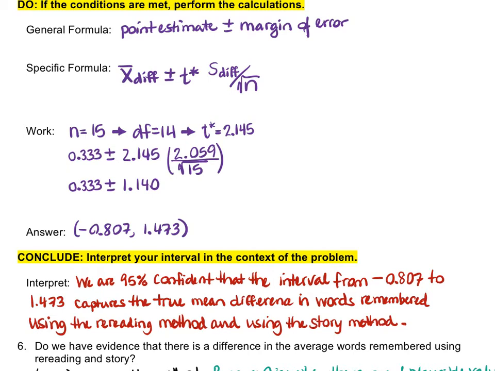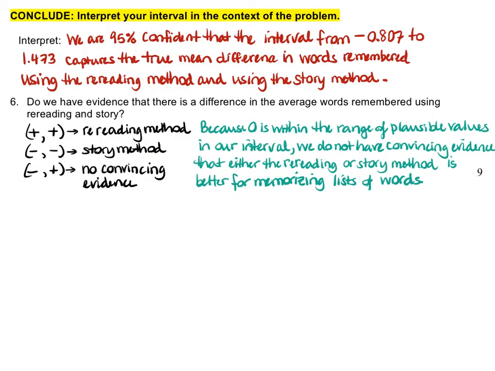Number 6 says, do we have evidence that there's a difference in the average words remembered using the rereading strategy and using the story strategy? And just as we have talked about in the past, it all depends on whether or not 0 is part of the interval. So just a little reminder on the left there, our interval does in fact go from negative to positive, so we have no convincing evidence that there's a difference. Because 0 is within the range of plausible values in our interval, we do not have convincing evidence that either the rereading or the story method is better for memorizing lists of words. That's pretty much our full state, plan, do, conclude.